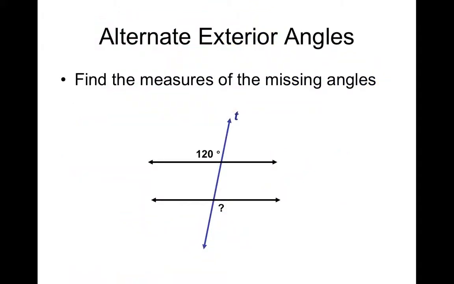We can use this to help us solve problems. To find the measure of this missing angle, because they're alternate exterior angles, it's an alternate exterior angle to 120. It's 120.